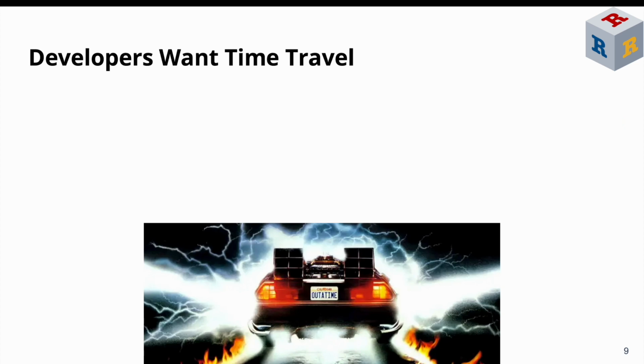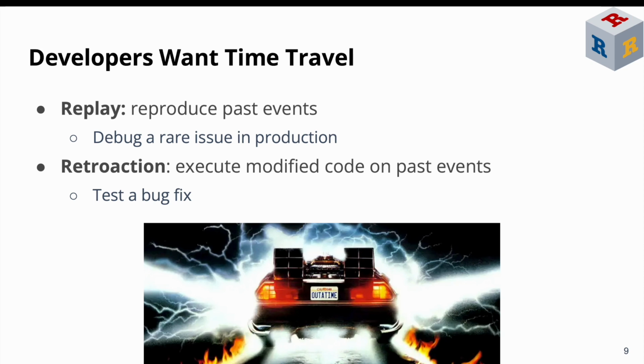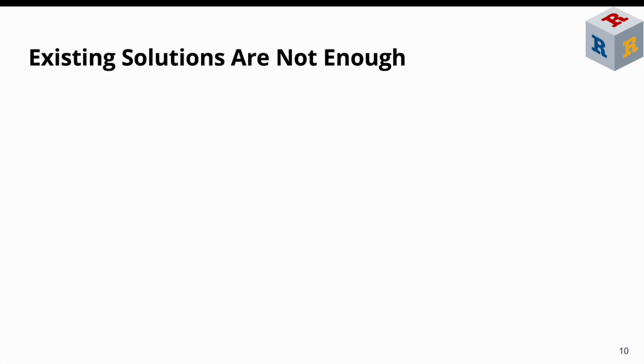We believe that developers really want time travel. Time travel in software development has two aspects. The first is replay, where you can faithfully re-execute past events. It will be very useful to debug a rare issue that only occurred in production. The second is retroaction, where you can execute new or modified code on past events. It will be very useful to test the correctness of a bug fix.